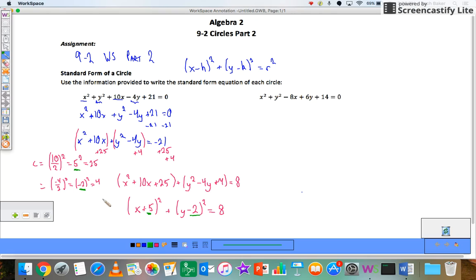So after all that, we've gone through, we've got what we were trying to get. We've got the standard form of a circle: x plus 5 squared plus y minus 2 squared is equal to 8 squared.